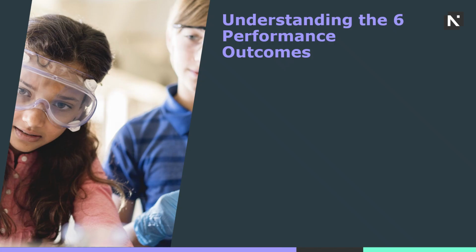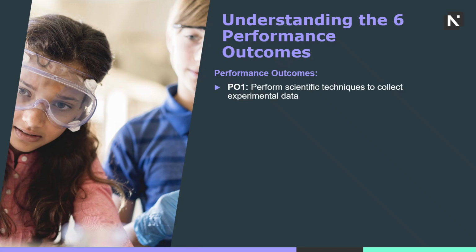Let's take a look at the 3 performance outcomes for laboratory science. These drive everything that happens in Year 2. Performance outcome 1 is perform scientific techniques to collect experimental data. This includes lab skills like titration, aseptic techniques, filtration, and chromatography.